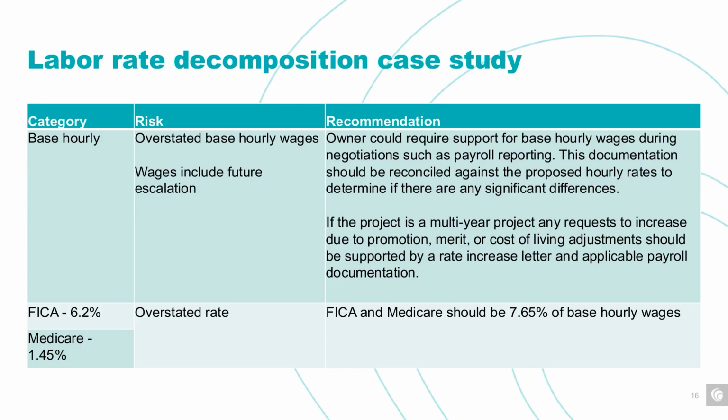FICA and Medicare. This particular contractor broke them out into two separate lines, but we often see this in one line within the labor rate decomposition. This one is a pretty straightforward calculation. FICA should always be 7.65% of the base hourly wages.